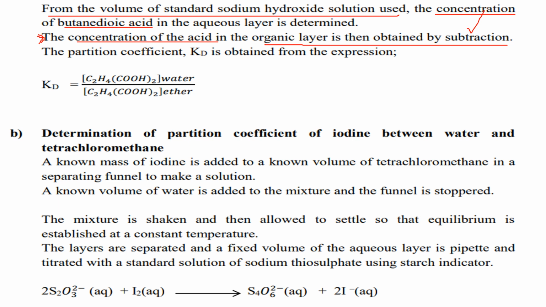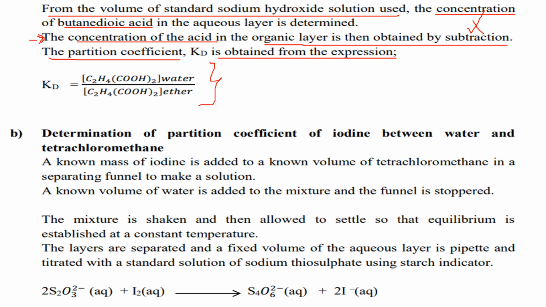But I found this one to be more efficient and time saving, because in paper 2 you have to be writing a lot of things. So the concentration of the acid in the organic layer is going to be determined by subtraction. And then the partition coefficient, just how we defined it, is going to be obtained from this expression.